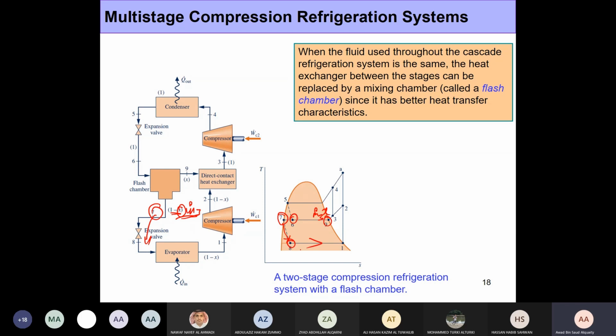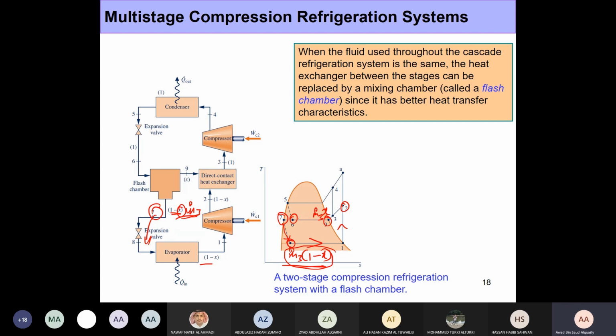Now from 8 to 1 is where it happens. But the key point here is from 8 to 1, the mass flow rate is reduced. It's not m dot 3, but it's m dot 3 times 1 minus x. So you've got to be careful about this. This is the mass flow rate of the refrigerant as it goes through the evaporator, and then we compress it within the compressor. So it comes out as state 2. Now this is an isentropic compression.